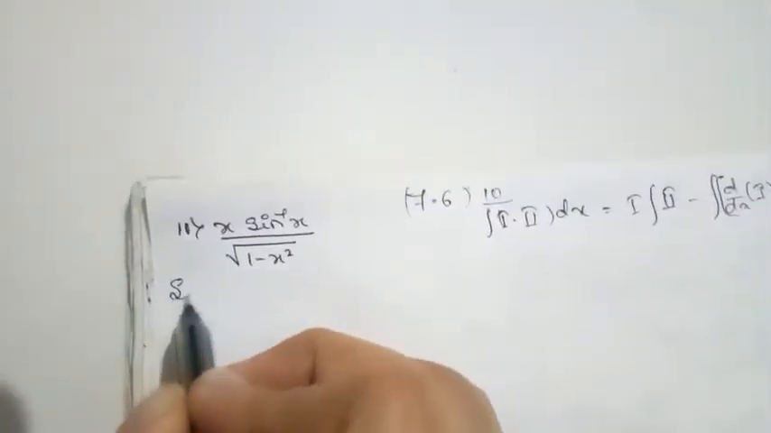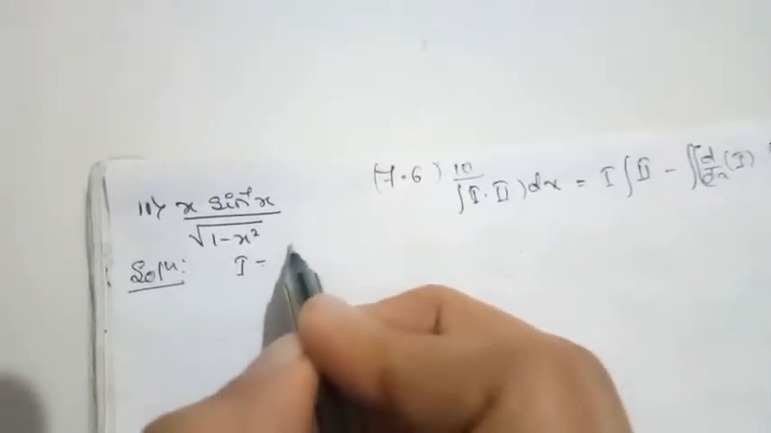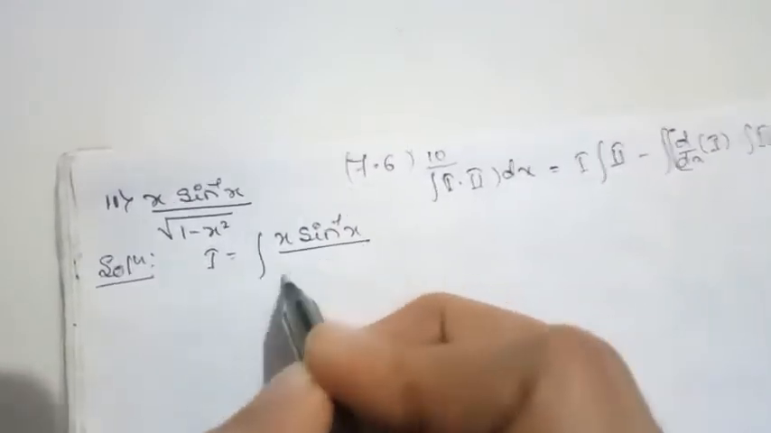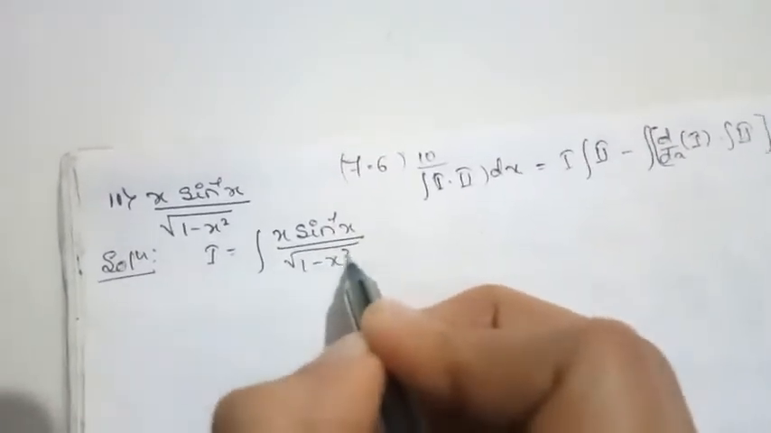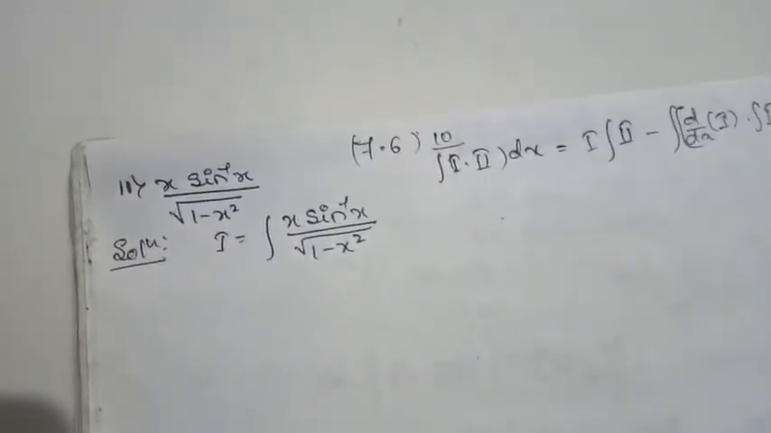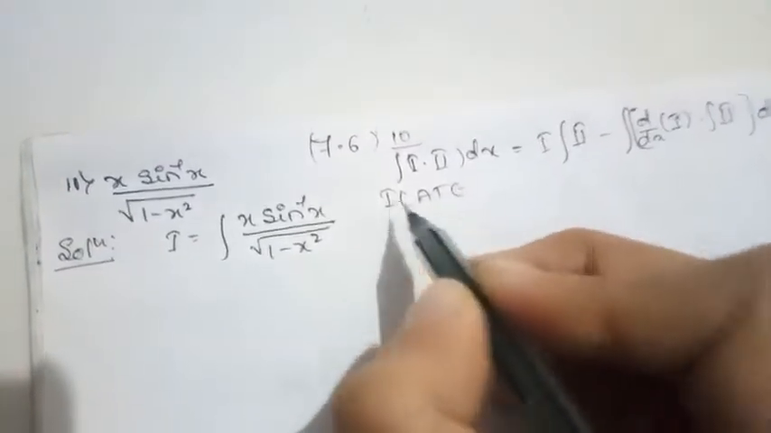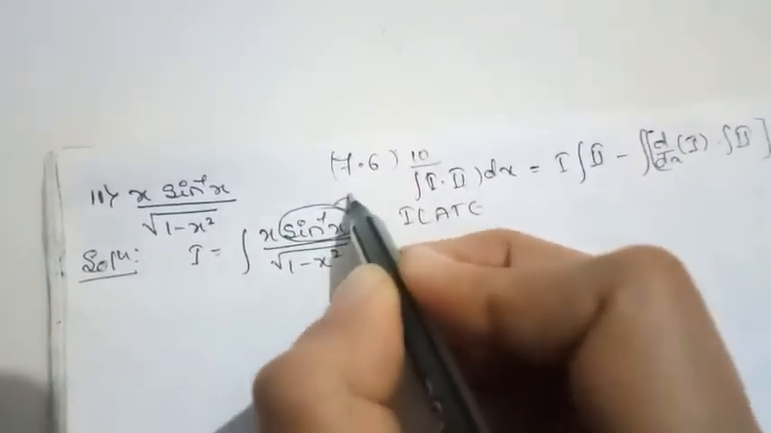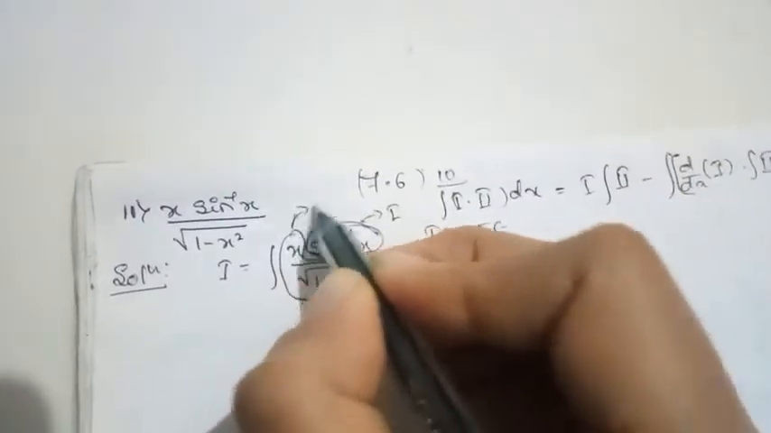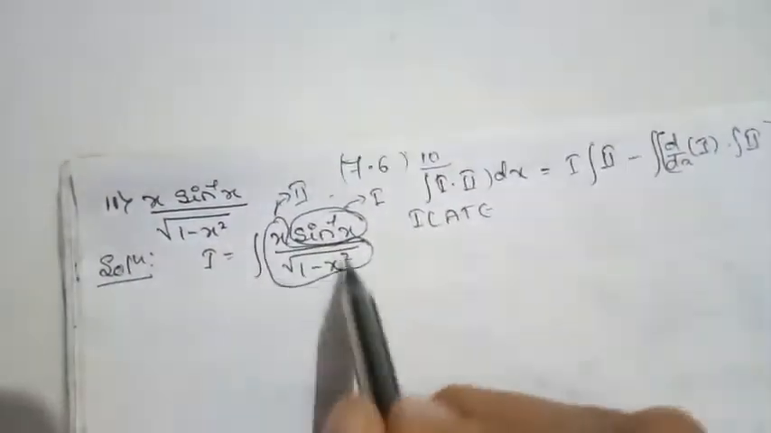Let me continue with the solution of the given question. I am taking that as I, the integration of x into sine inverse of x divided by square root of 1 minus x square. Here again the thinking is which one I need to take as the first function and second function. As per the Euler rule, the inverse trigonometric function obviously comes first, so it is the first function, and this one I am going to take as the second function.